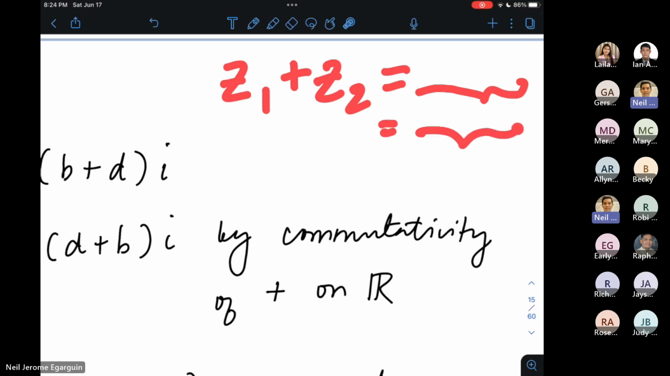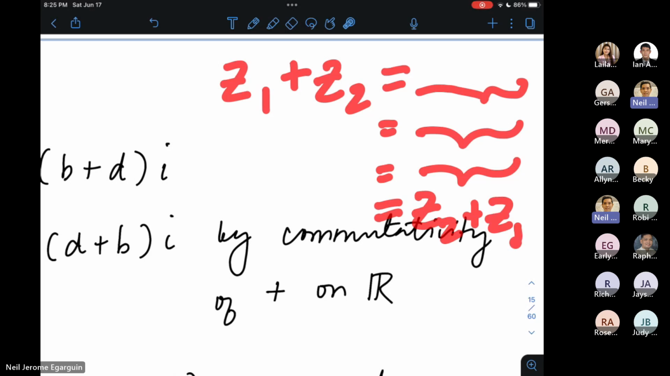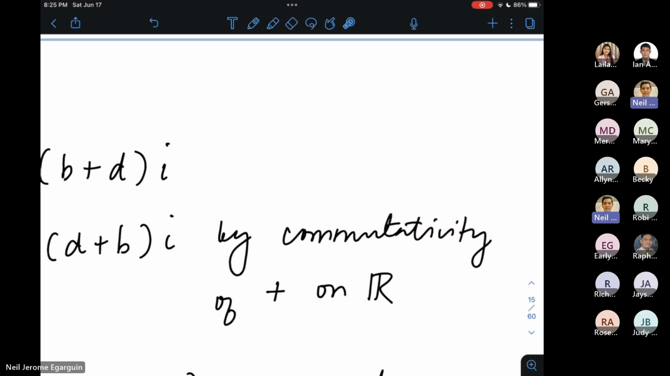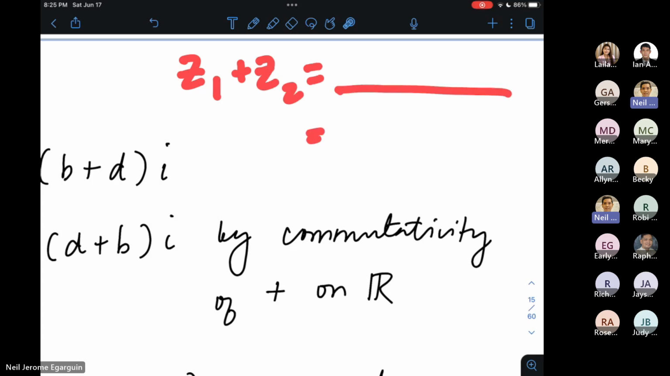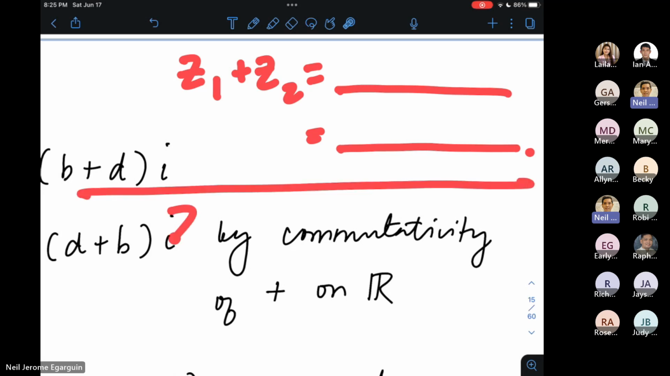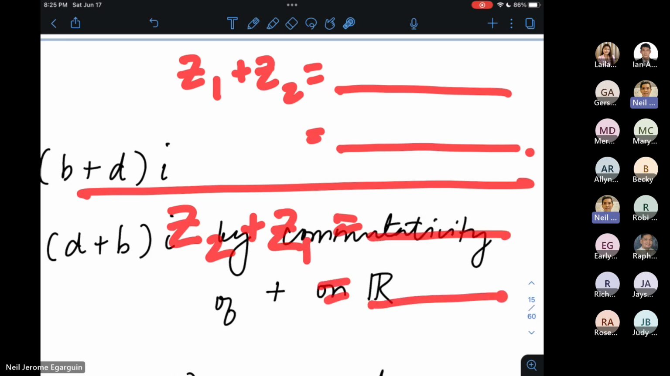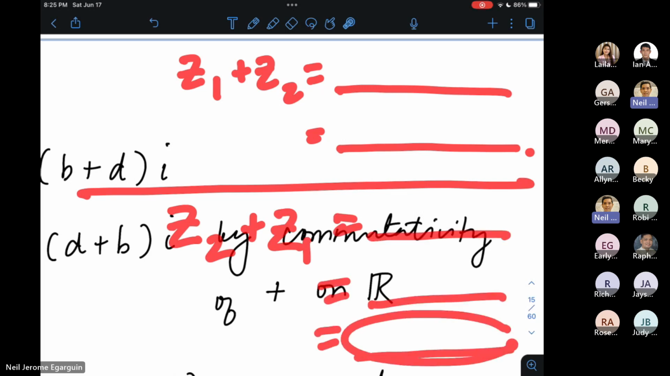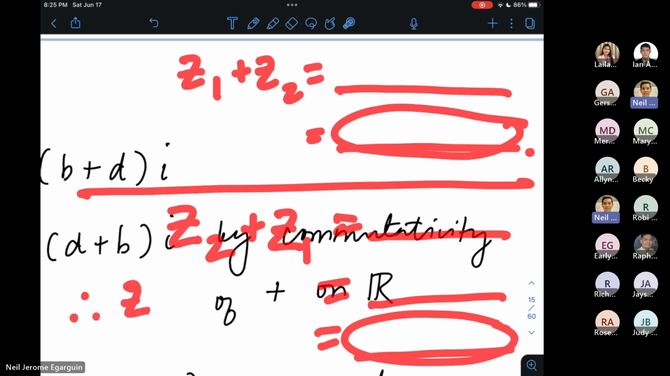Z1 plus Z2, then use some arguments, simplify mo yan, hanggang makarating ka sa Z2 plus Z1. Or, pwede kang mag-start sa Z1 plus Z2, i-simplify mo siya hanggang sa kaya mo, tapos, on a separate part, i-solve mo yung Z2 plus Z1, i-simplify mo siya hanggang sa kaya mo, at ipakita mo na itong nasa dulo ay equal dun sa nasa dulo, saka mo i-conclude na si Z1 plus Z2 ay equal sa Z2 plus Z1.